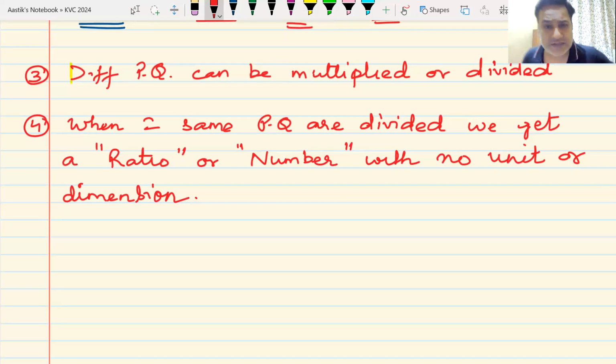5 meter by 2 meter is 2.5. It is not 2.5 meter. It is not 2.5 seconds. It is not 2.5 kg. Yes or no? Do you understand this? To divide two same physical quantities, we always get a number. I hope everyone has written this.